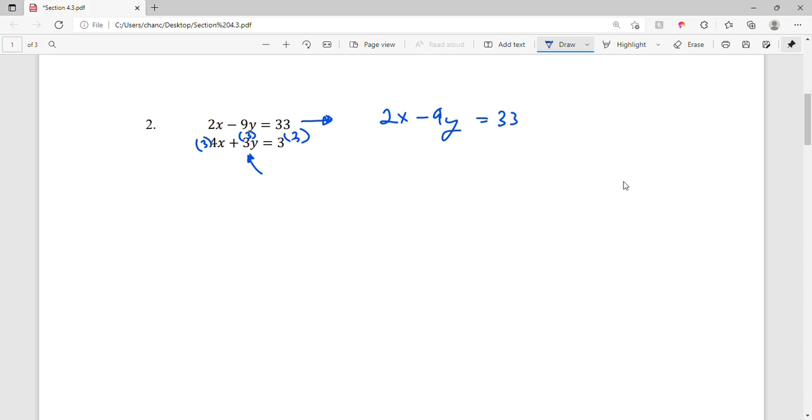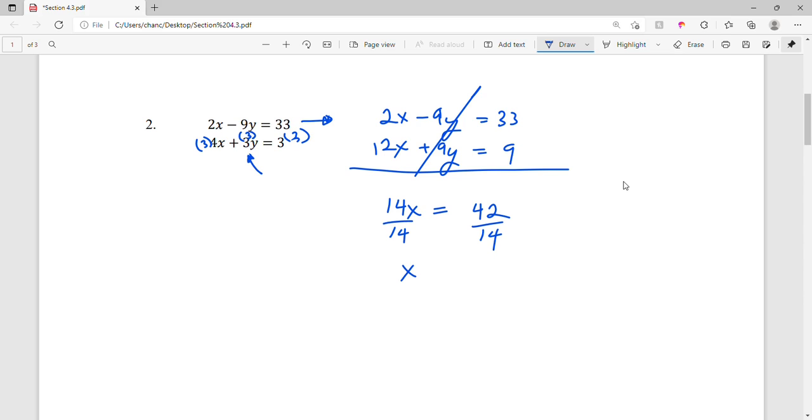3 times 4x is 12x. 3 times 3y is +9y. And 3 times 3 is going to give us 9. Notice what happens. We eliminate the y's when we add them up. This is 14x is equal to 42. Let's solve for x. Let's divide both sides by 14. And so x is equal to 3. That's our first solution here.